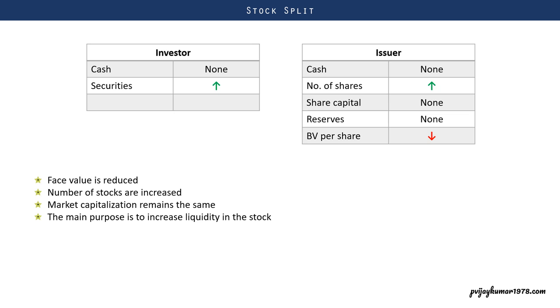Stock split. A stock split means splitting the face value of the shares into smaller denominations, which results in distributing free shares of the company to the existing shareholders. This in turn results in increasing the number of outstanding shares in the market. The purpose of the stock split is to reduce the market price of a share so as to increase its liquidity in the market. In a stock split, the number of shares increases while the face value decreases, and thus the total market capitalization remains the same.